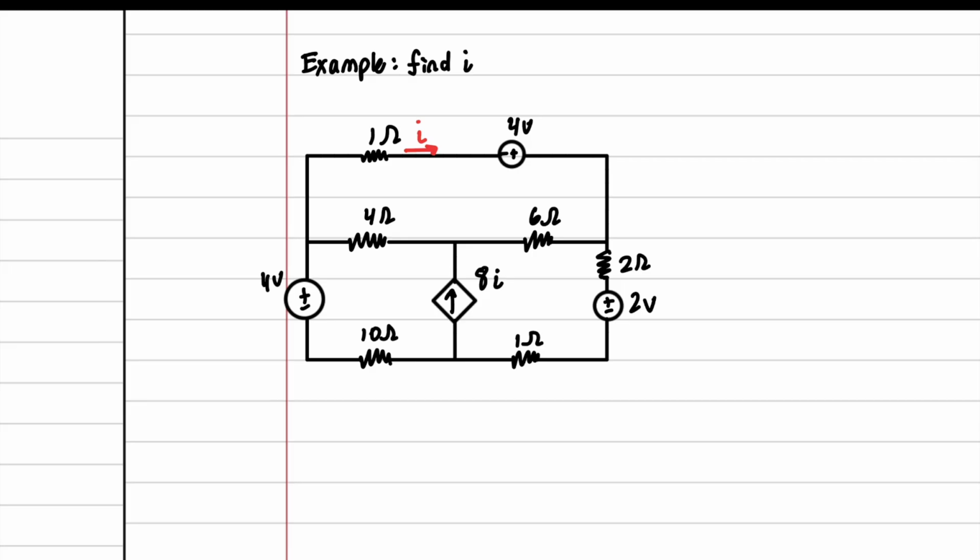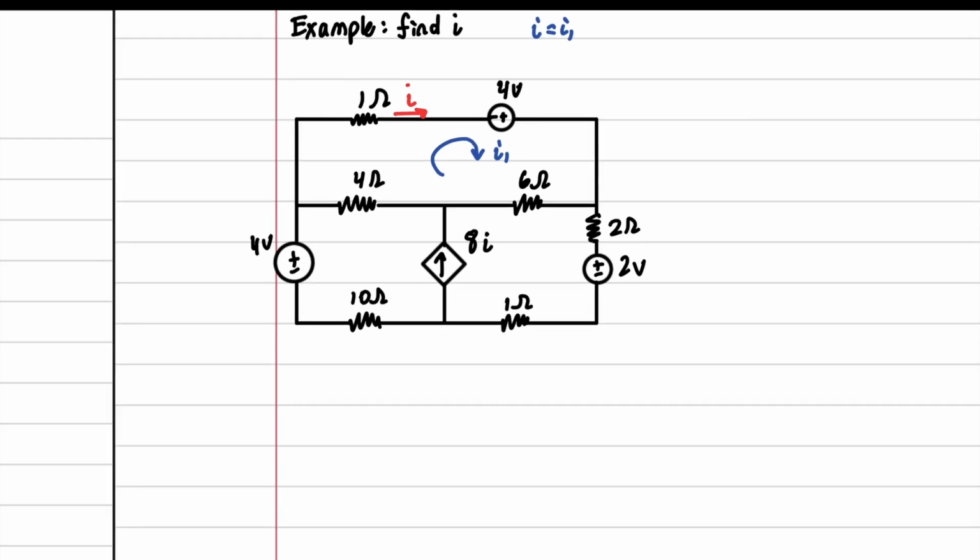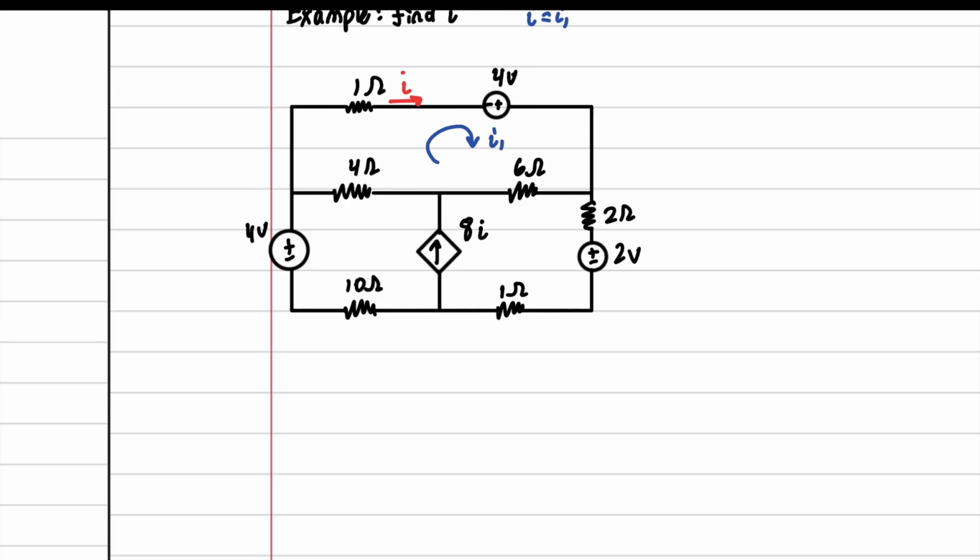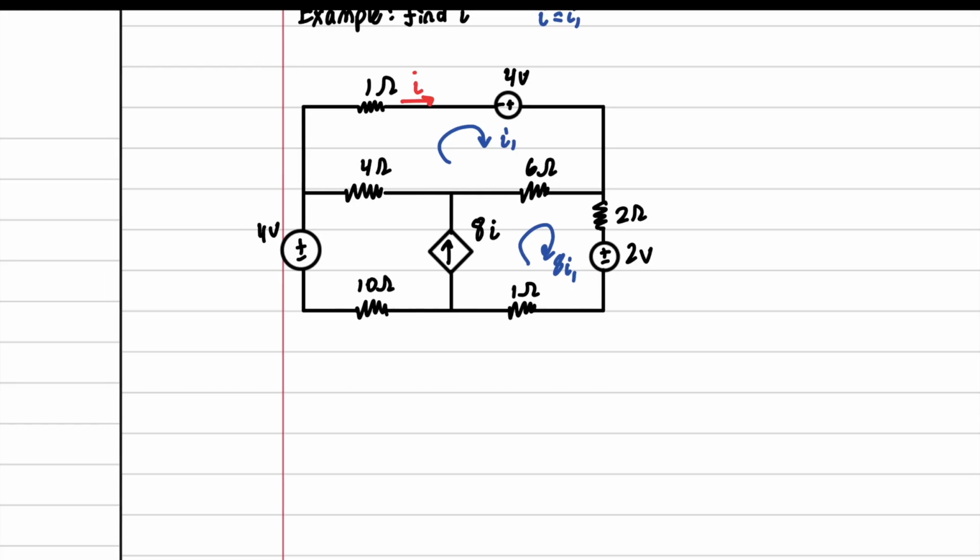And I think I'm going to opt for the super loop approach because I can see a good super loop. First, I'm going to draw I1 in the direction of I, so that I1 just equals I. And I see that we can force 8I to go into this one loop right here, so we'll call it 8I1 because I equals I1. We are going to draw a super loop around here, like so. We'll call that I2. This will be loop 1, and this will be big loop 2.